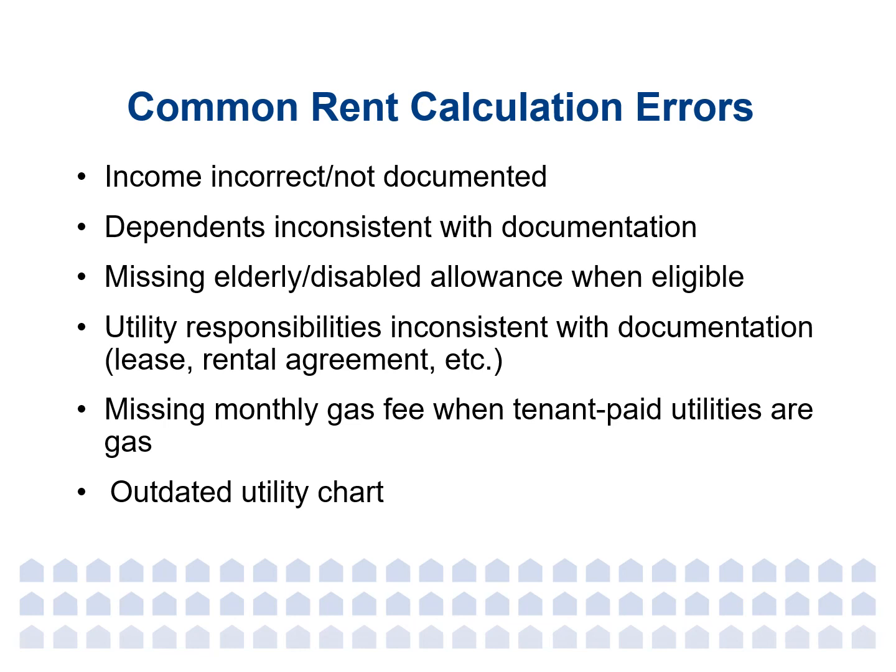And then probably the most common area where we see errors in rent calculation is in utilities. Often there are inconsistencies in the documentation as far as which utilities are the participant's responsibility, as well as what fuel type is used for heating, cooking, and water heating. Also, sometimes the monthly gas fee is not included when participants pay for gas, heating, cooking, or water heating. We also see rent calculations where the utility allowance is based on an outdated utility chart.